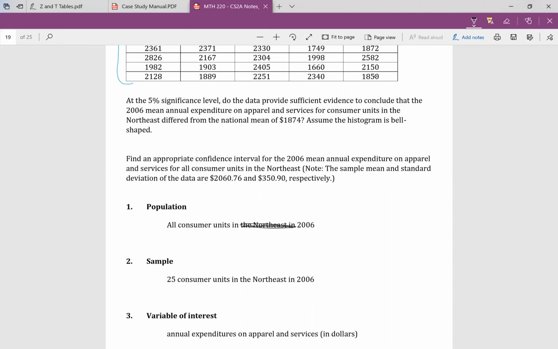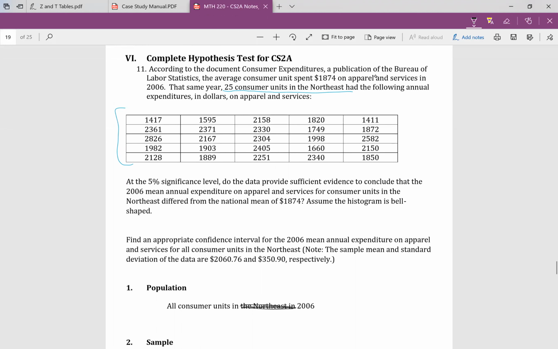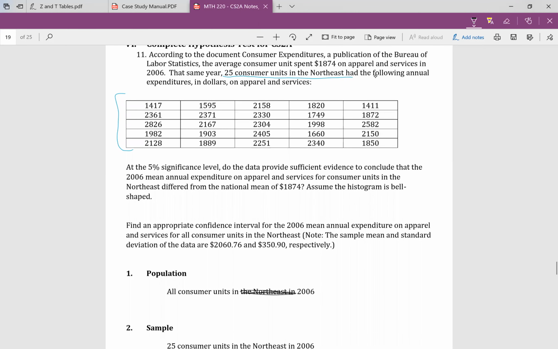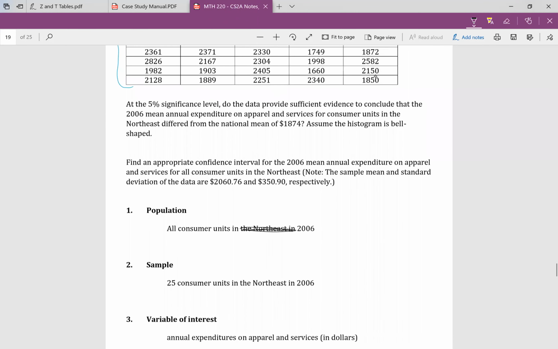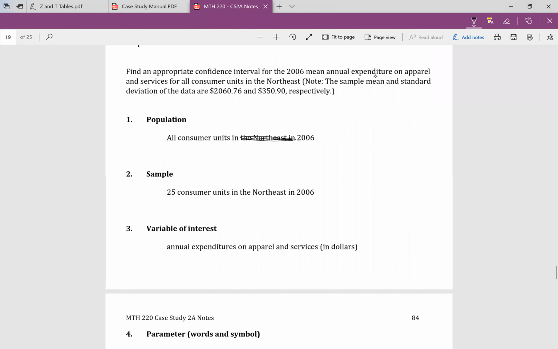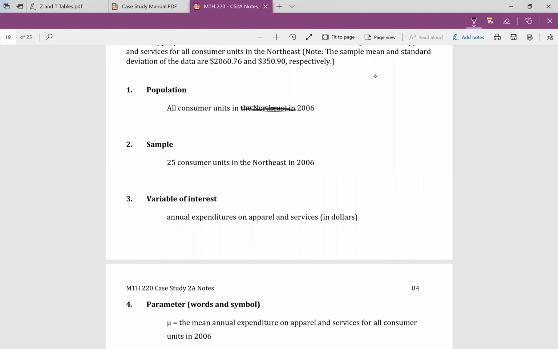Now the next step is going to be parameter, and I'm always going to ask, what's the symbol for our parameter here? This problem has been talking about averages. You got that word average and mean floating around. So our symbol is going to be mu. It's going to be the mean annual expenditure on apparel and services for all of my consumer units in 2006.